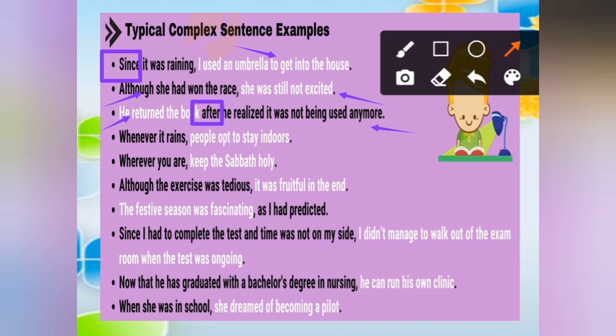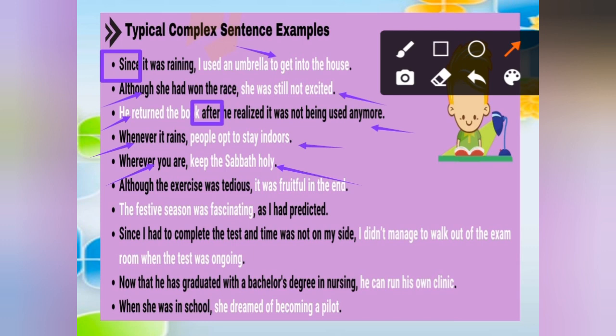Whenever it rains, people opt to stay indoors. So in this again identify the conjunction. Conjunction is whenever. So dependent and this one independent. Wherever you are, keep the Sabbath holy. So next again, wherever you are, conjunction is wherever. After this, this is dependent, this one is independent.